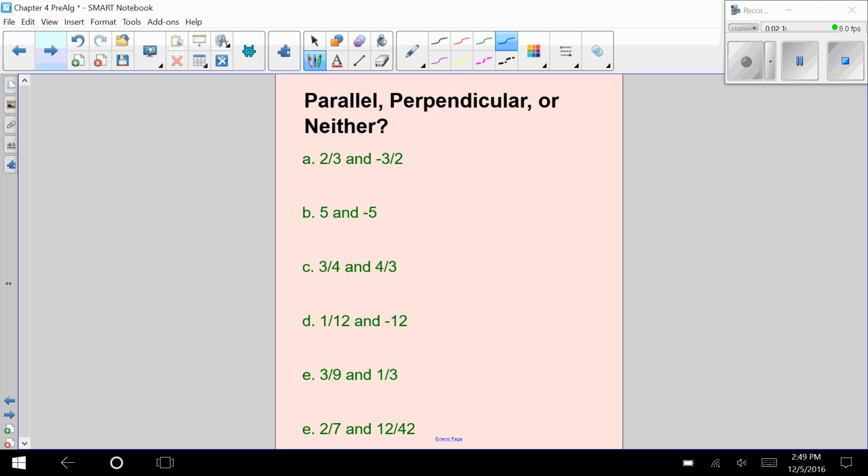All right, you are going to look at these 6 examples and tell whether they are parallel, perpendicular, or neither. So do they have the same slope, opposite reciprocal slopes, or neither of those two? Try these on your own.